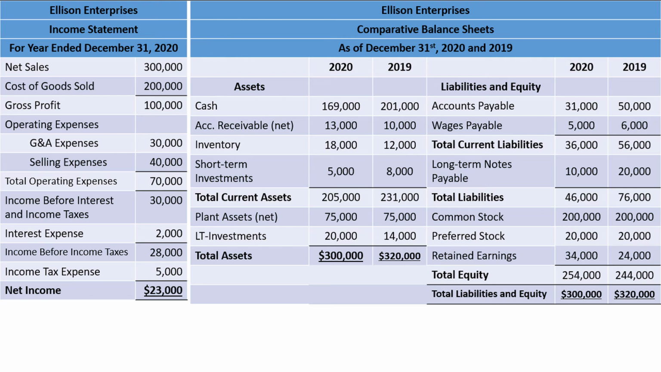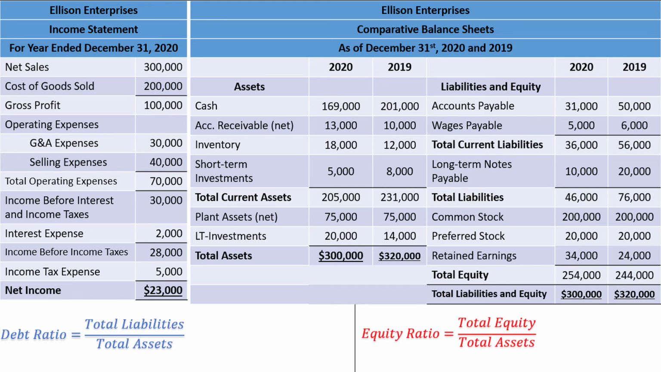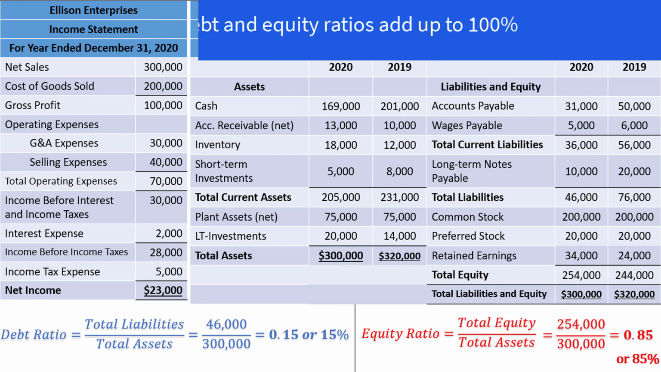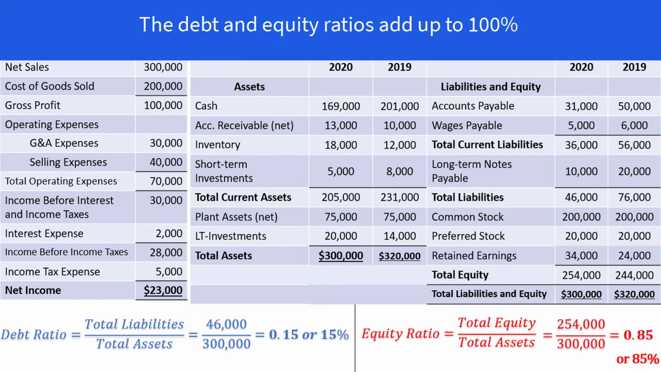Both ratios divide by total assets, but the numerator changes from total liabilities in the debt ratio to total equity in the equity ratio. For our example, we have 46,000 divided by 300,000, which equals approximately 0.15 or 15% for the debt ratio, and 254,000 divided by 300,000, which equals approximately 0.85 or 85% for the equity ratio. Notice that these two percentages add up to 100% and represent how total assets have been financed, 15% with debt and 85% with equity.